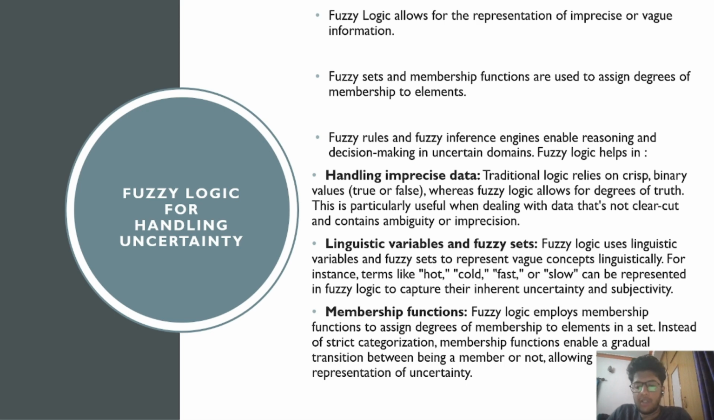The third one being membership functions, that is, fuzzy logic employs membership functions to address degrees of membership to elements in a set. That is, inside a set, we have declared fuzzy variables or linguistic variables, and these are also assigned membership functions, that is, to assign degrees of membership instead of strict categorization. So this is a different approach, and membership functions enable a gradual transition between being a member or not, and that is allowing for more nuanced representation of uncertainty.